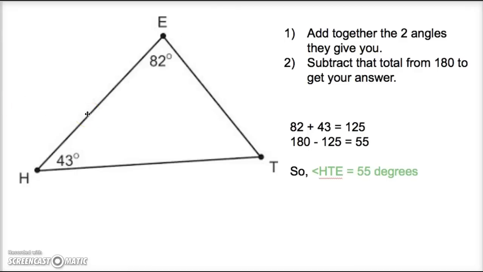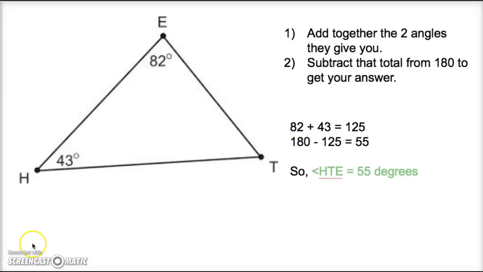So here you have angles E and H, which they gave you, 82 and 43. So we'll add those together. You get 125. And then don't forget, you have to take 180 minus 125 to get your final answer. So your final answer, this angle HTE, would be 55 degrees. So that should have been a review for you. Should have done that in the past.